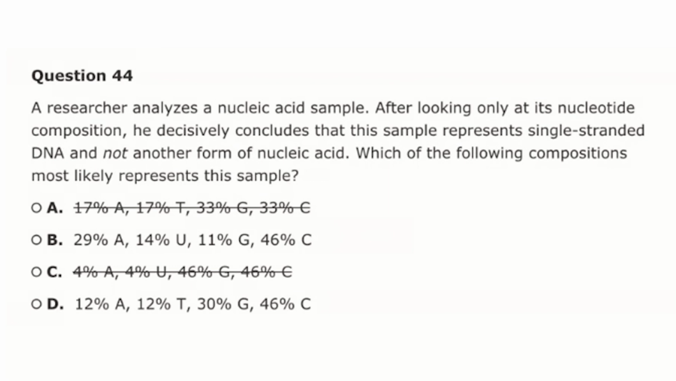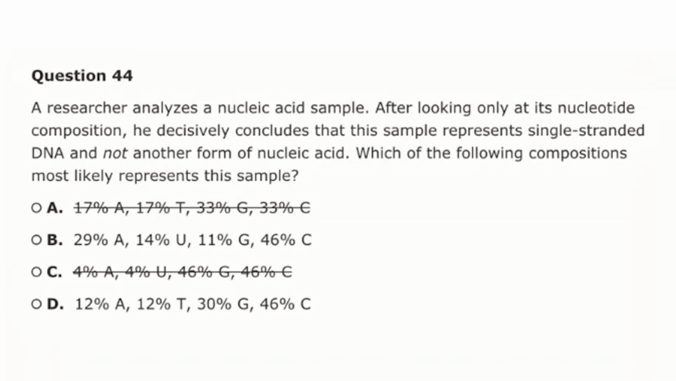So in this case, we can eliminate both B and C based off the fact that they have U in them. Because if the researcher sees the results from this nucleotide, and they see that it contains U, it's like, oh, well, it's not DNA because DNA doesn't contain U. Well, that's a silly mistake. So then that leaves us with D as the only option left.